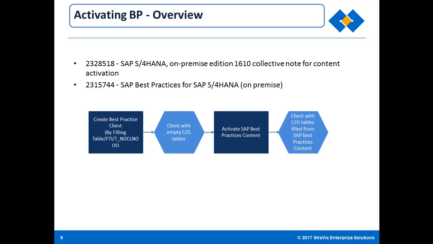This picture that you see on the screen would show you the brief process on how you would be activating your best practice. When you're activating your best practice, you have to create the best practice client, and you will have to do a whitelisting using your 000 client. That would be done by filling the table /FTI/T_NOCLN_000. So that's the table that you would be filling, whitelisting it, and then you would be doing a client copy on an empty client using the configuration that you would like. You can use the UCAS profiles that you would want to use.